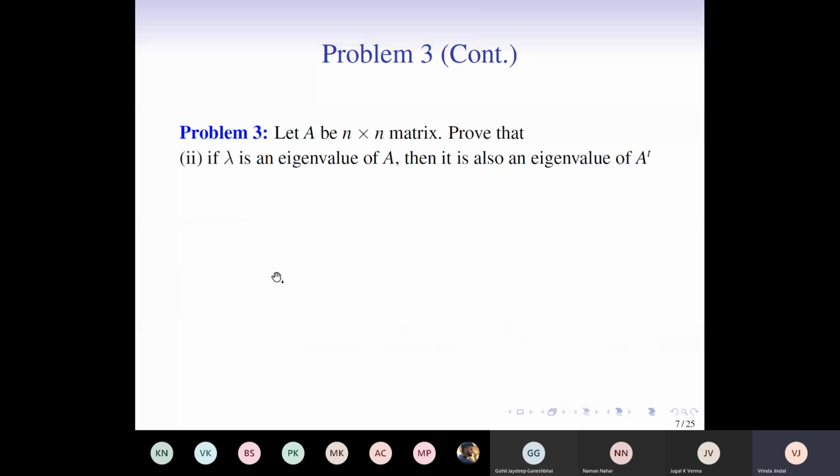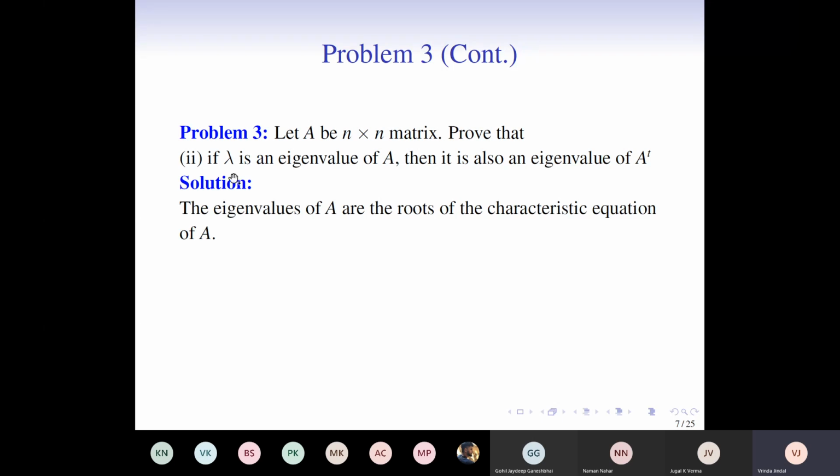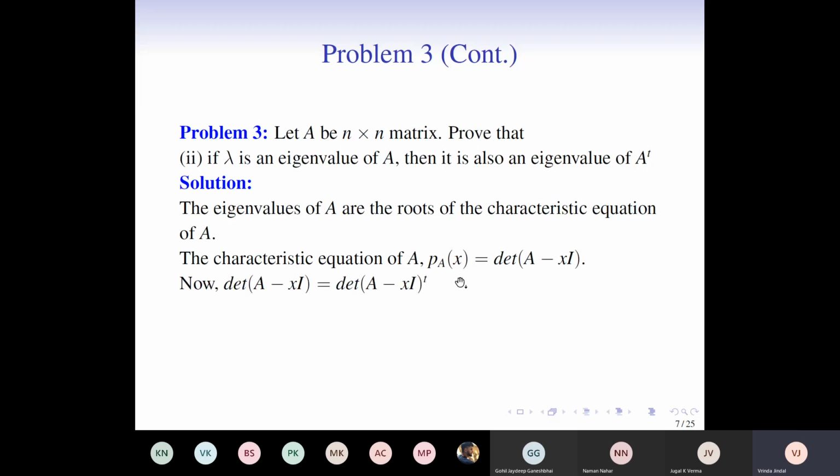The second part of the question was that if lambda is an eigenvalue of A, then it is also an eigenvalue of A transpose. So we need to prove that lambda is an eigenvalue of both A and A transpose. By definition, the eigenvalues of A are the roots of the characteristic equation of A. Let's call the characteristic equation function P, subscripted by the matrix. For A, P of A is determinant of A minus xI.